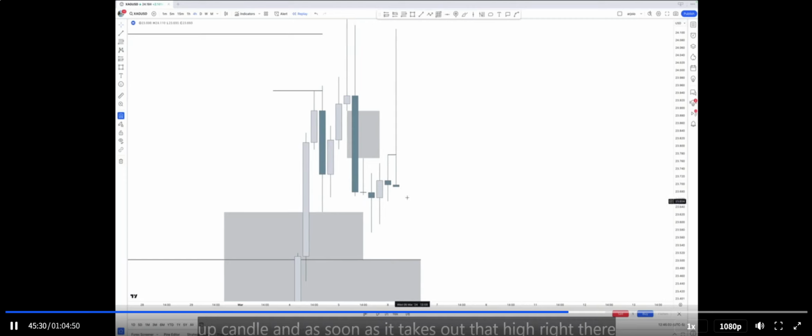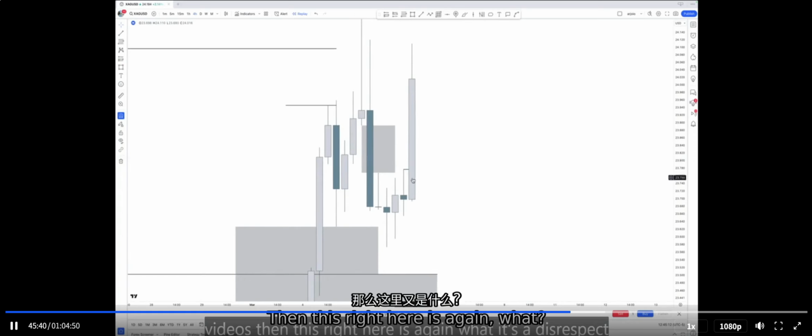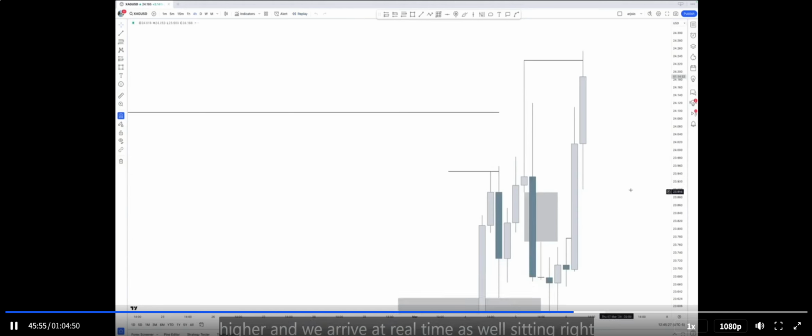So right here, next candle should be a down candle. Next candle is an up candle. And as soon as it takes out that high right there, you can already look at longs, and potentially even earlier. That is where we need to go over different videos. Then this right here is again what? It's a disrespect right now. So now we expect this swing high to be traded towards right there. And eventually we see that we continue higher and we arrive at real time as well, sitting right there.